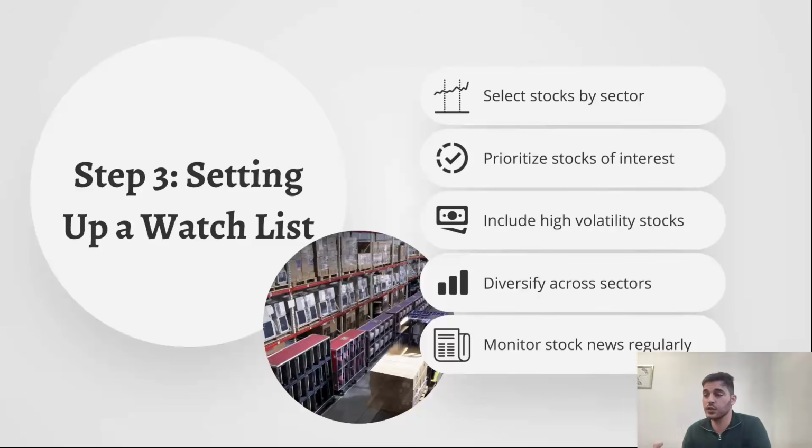Prioritize stocks of interest, stocks that are moving. We are day traders, and the way we make money is off movement. We don't care if things are going up or going down. We want movement in the market. So you're going to include high volatility stocks. If the stock in the sector is a leader, but it only moves $1, $2 a day, there's no need for us as day traders, as option traders, to stay on that, okay? We're looking for stocks that move $10, $20, $15, so we can capitalize off movement, okay?